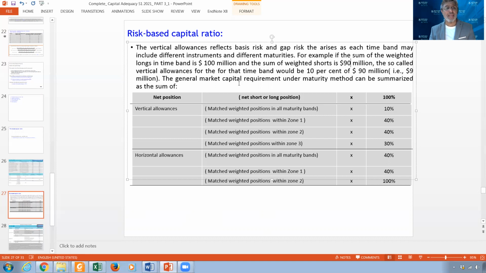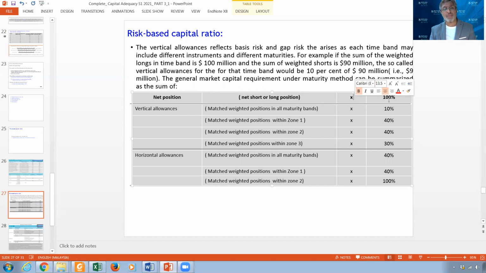So the general market capital requirements under the maturity method, because they use the maturity method, can be summarized as the sum of the following. If you have the net position here, whether it is short or long, for example whatever value, which equals 100%, say 50, then you have to take 10% to arrange for the vertical disallowances. They want you to match weighted positions in all maturity bands, which means you have to take 10% of this. Then you have to take 40% of this.